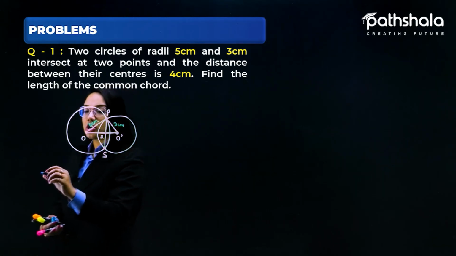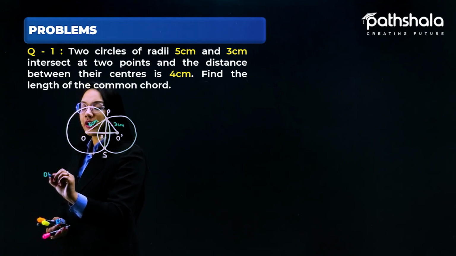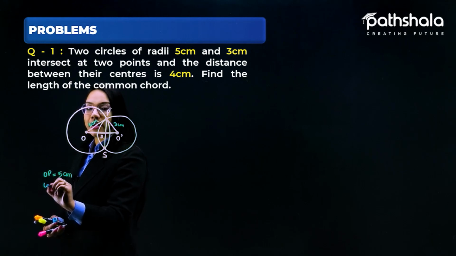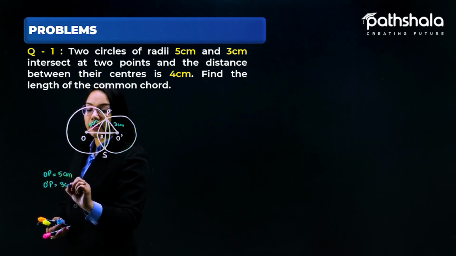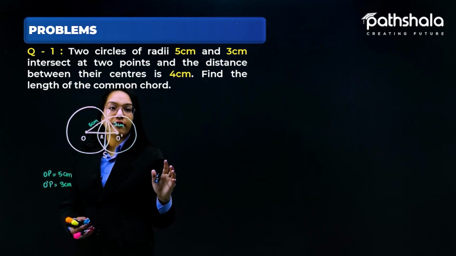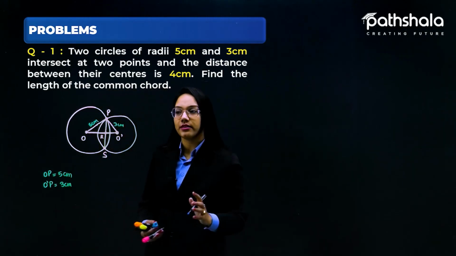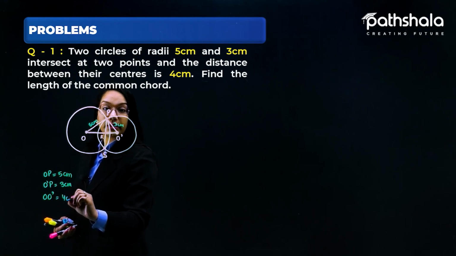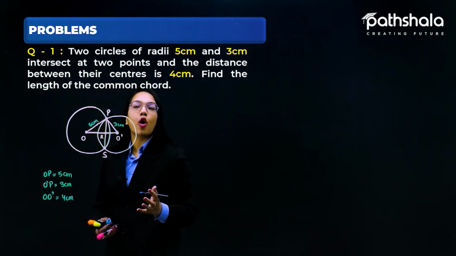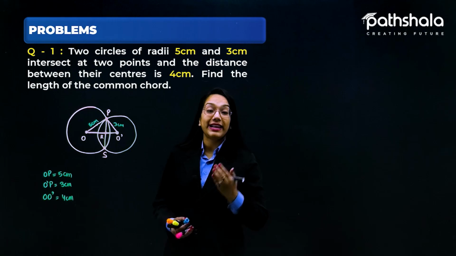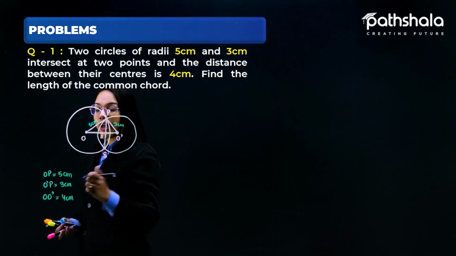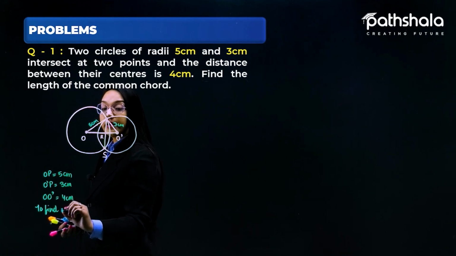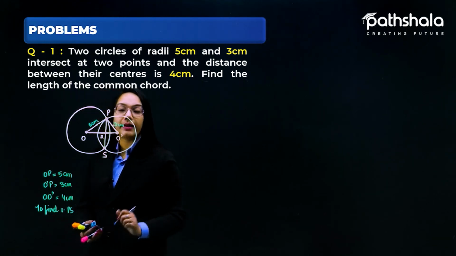As per my construction, I have taken OP as 5 cm and O dash P as 3 cm. This is given to us, and further it says the distance between the two centers, OO dash, is 4 cm. It says find the length of the common chord. We have to find the length of the common chord, which means we have to find PS.